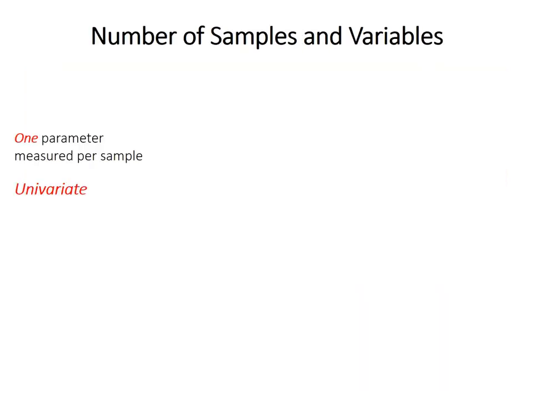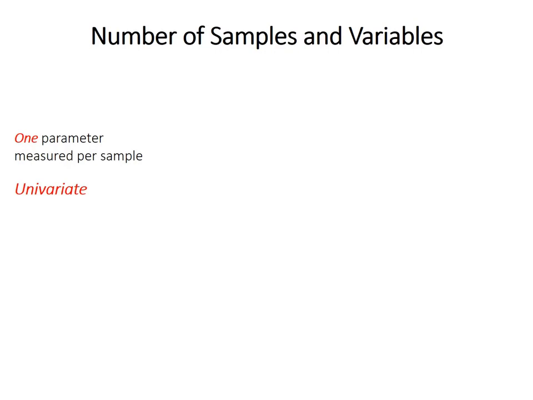So once you've determined the type of data, and especially if you're dealing with continuous data, you often need to know the number of samples and the number of variables in order to choose the appropriate test. Most commonly you'll have a single variable, one parameter, one thing that you've measured that you're comparing between your samples. This is called univariate.